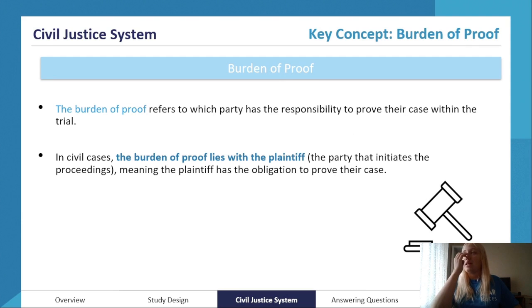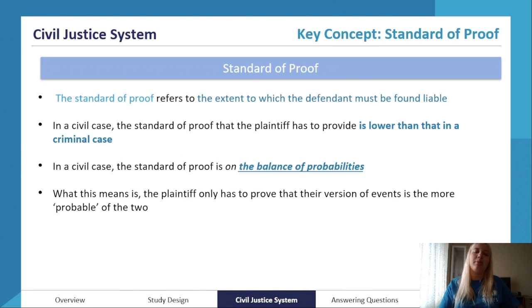When you learned about the presumption of innocence, I know that's a criminal justice system concept, but it's just the same idea. When you've been accused of something, why should you have to prove your innocence? It should be the other way around. If someone's accusing you of doing something, it should be up to them to prove that you've done something wrong. So it's the same idea. And that's why the plaintiff has the burden of proof.